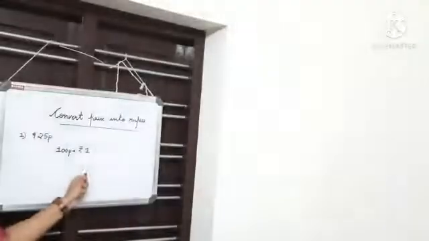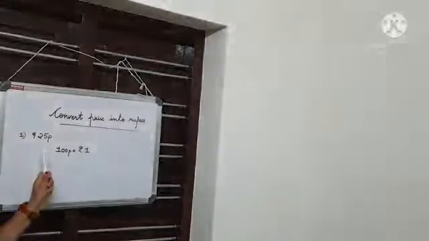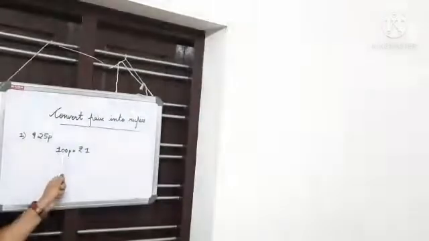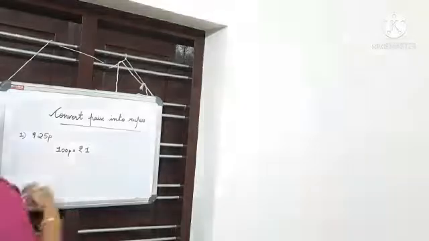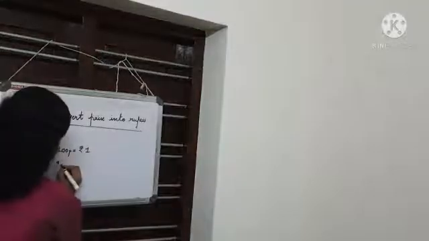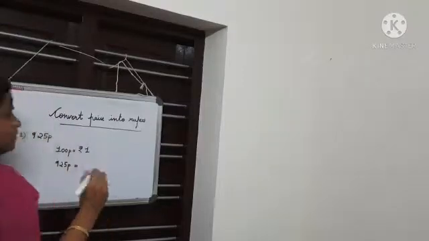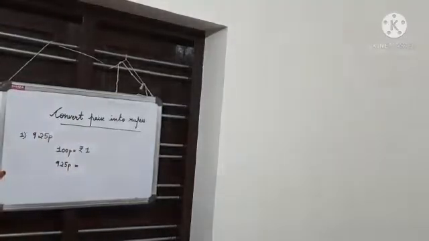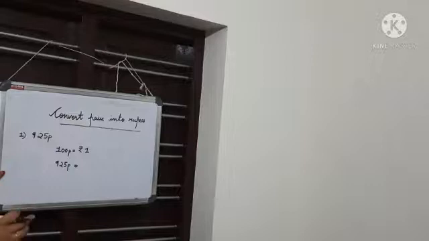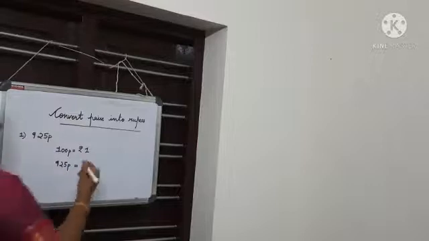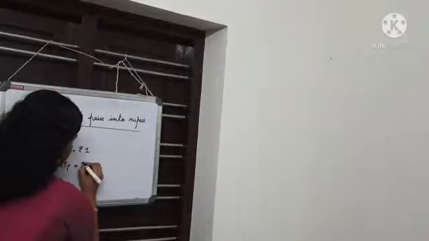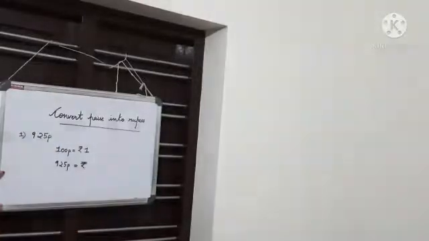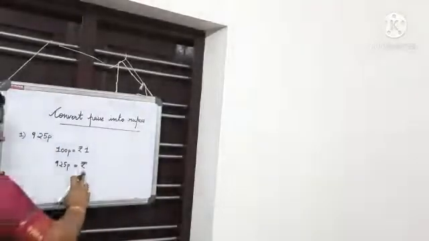We know 1 rupee is equal to 100 paise. We have already learned that. Therefore, 925 paise is equal to... Here again we have a very easy method to write the answer. First you have to put the rupee symbol.